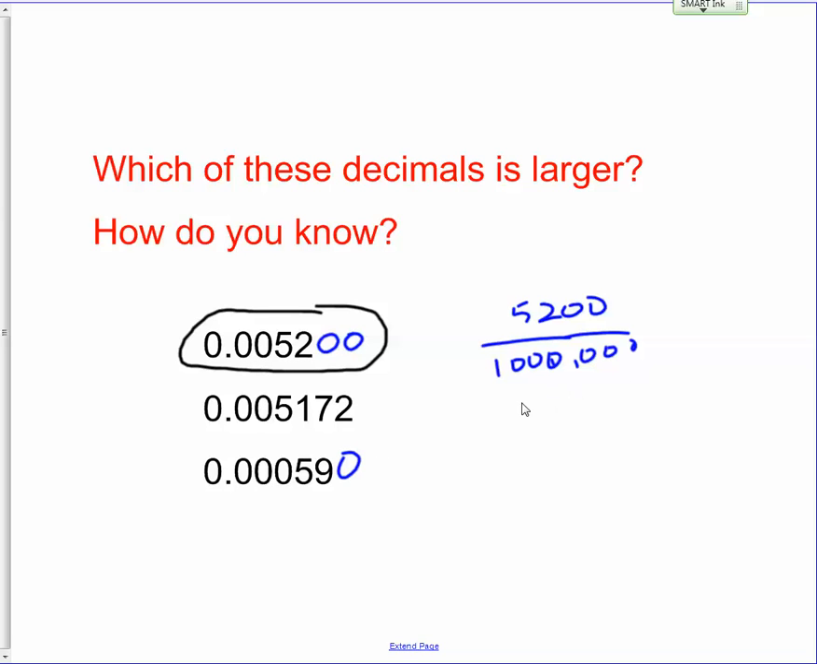What that does is makes all of these into millionths. So if I fill in these two zeros, I can see that this number is 5,200 millionths, whereas this is only 5,172 millionths, and this is only 590 millionths. So that might make it easier to compare.